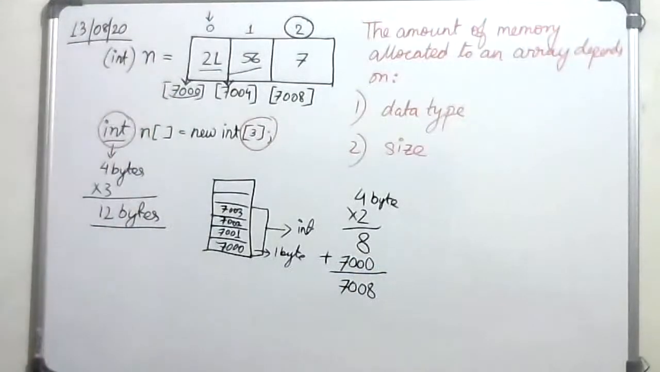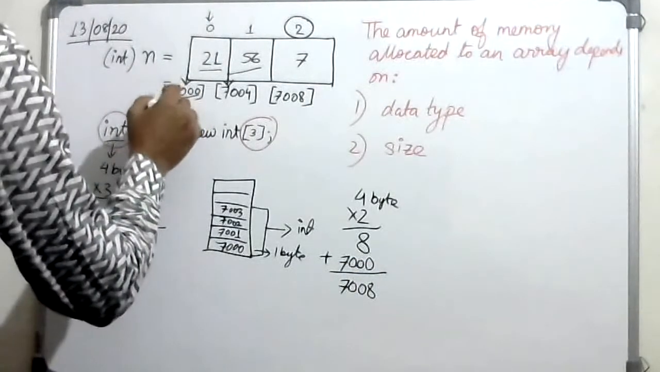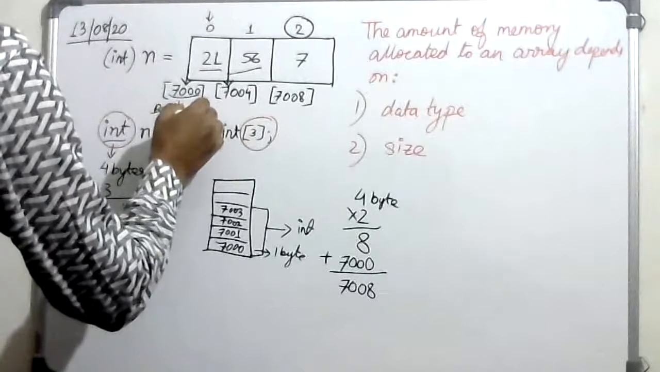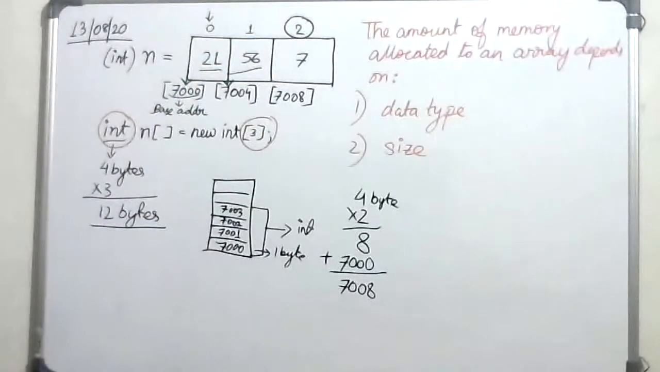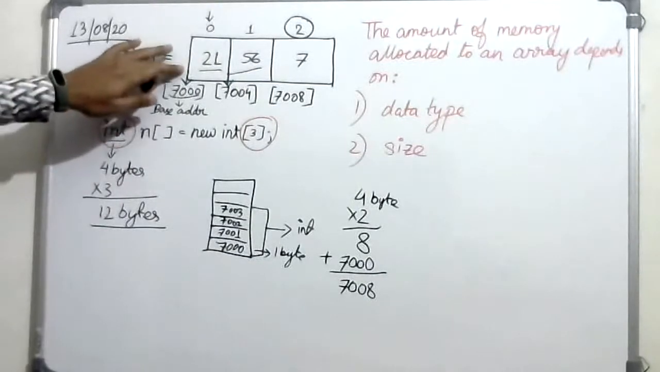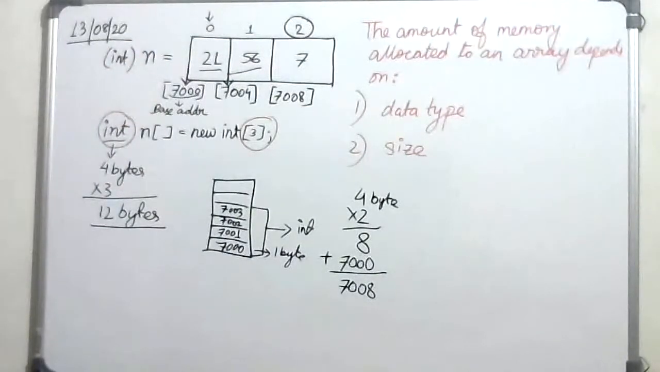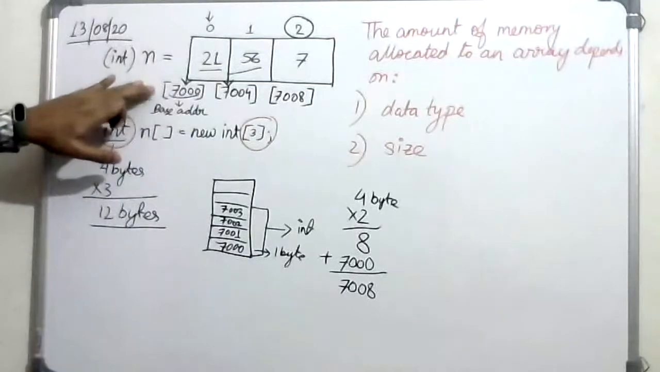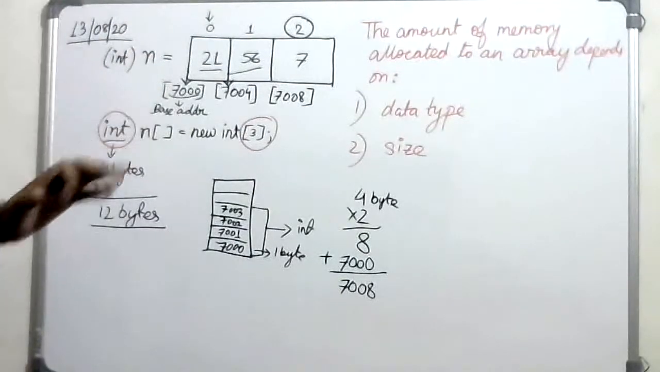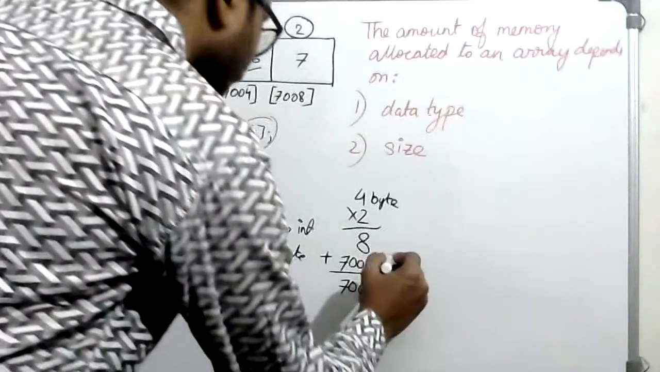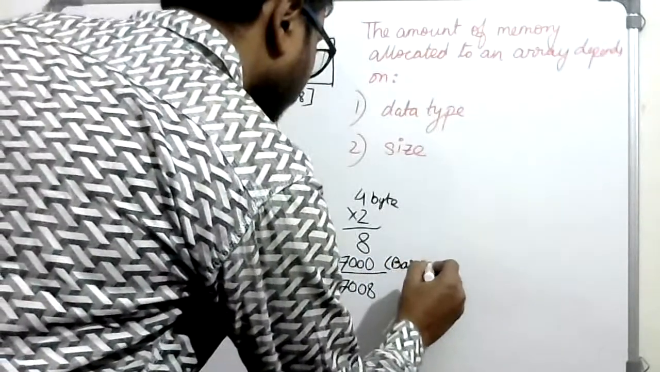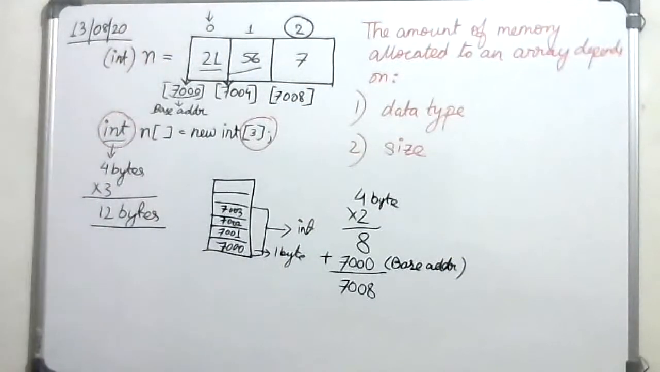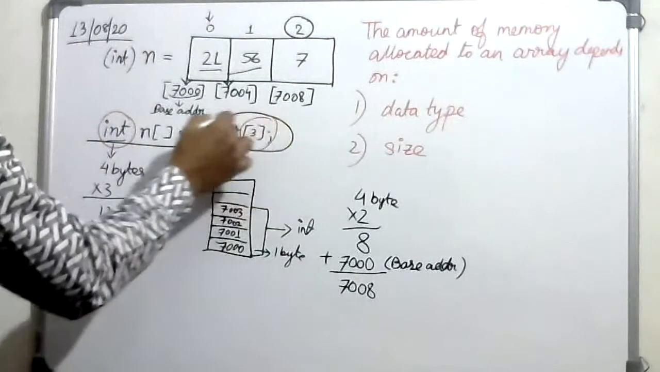So let's change the terms here. This particular thing is called the base address. They'll give you the base address. Base address is nothing but the starting address of the entire array, which is the starting address of the first element. That is where the array starts. So the base address is the location in memory where the array begins. They'll give you the base address. They'll give you an array. They'll give you a definition, something like this.